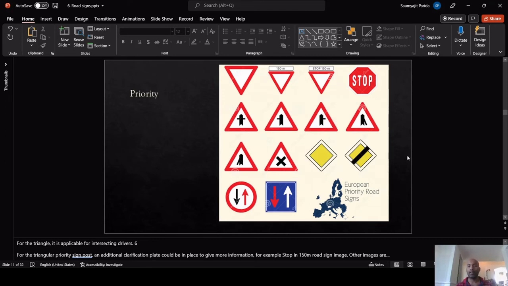Okay, and this is the end of priority road. So I have to give priority to people coming from the right, not from the left.